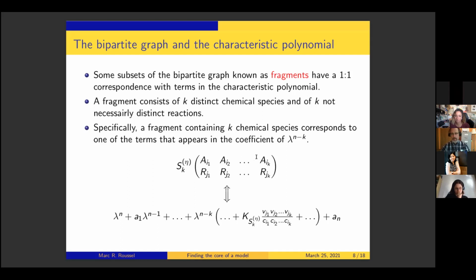So you've got k chemical species, and you've got k reactions. Again, the chemical species are distinct. These are not necessarily distinct. And for every fragment you find, you will have a term in the characteristic polynomial. Basically what you do is you take the rates of those chemical reactions, again, mass action rates, so they're all monomials, right? So you take these rates and you divide by the corresponding concentrations of the chemical species. And then there's this coefficient.